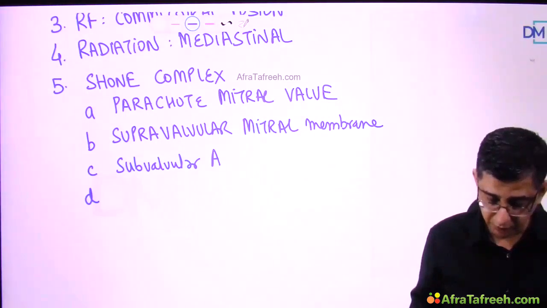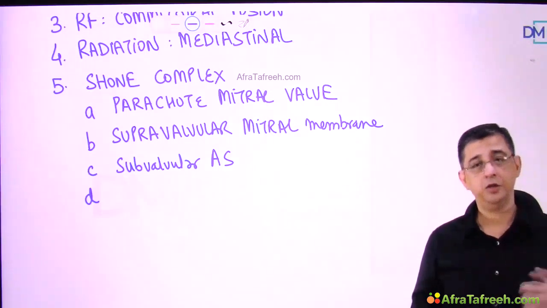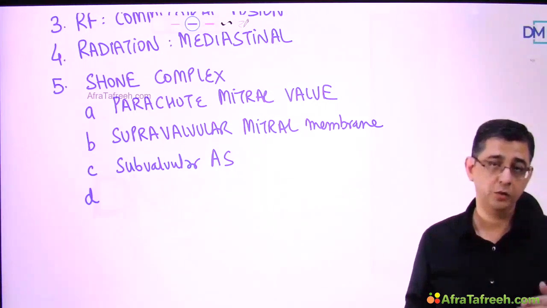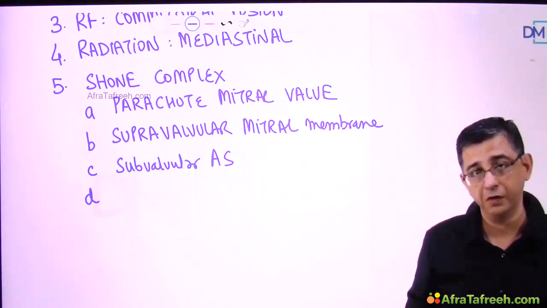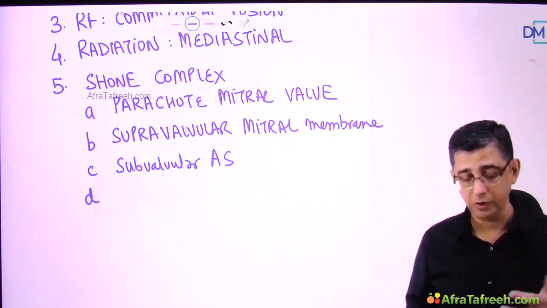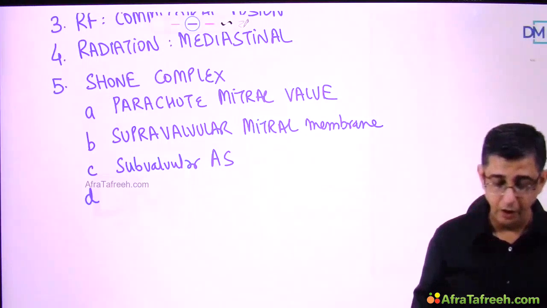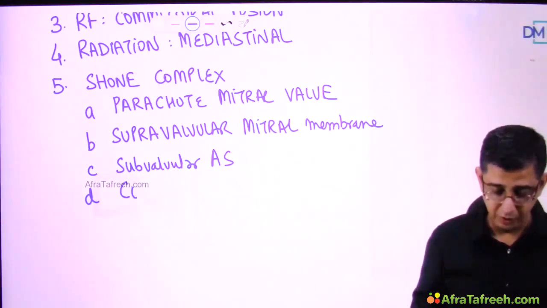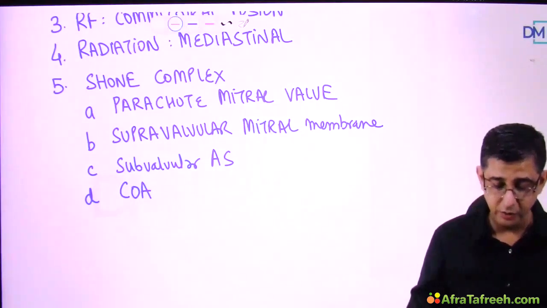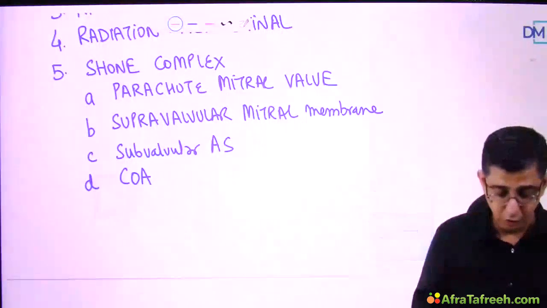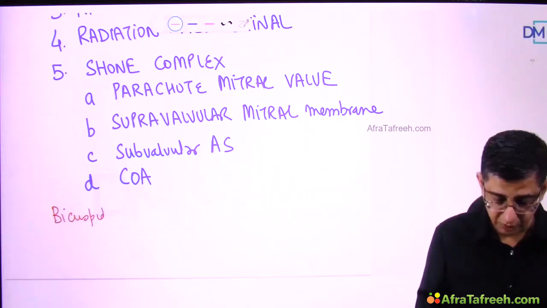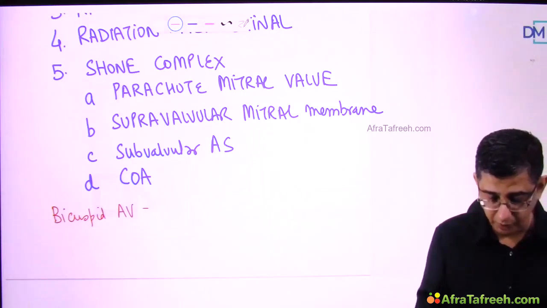Though you read about subvalvular aortic stenosis and hypertrophic obstructive cardiomyopathy also, in HOCM we usually talk about systolic anterior movement of the mitral valve, and here the associations of the mitral valve are parachute mitral valve and supravalvular mitral membrane. The fourth manifestation of this patient is association with coarctation of aorta. So let's get the associations right. Remember the fact that the first thing that I taught you for valvular aortic stenosis was a cause by the name of bicuspid aortic valve.